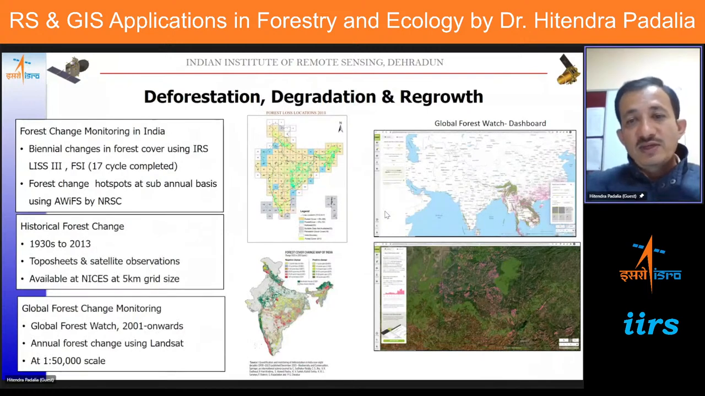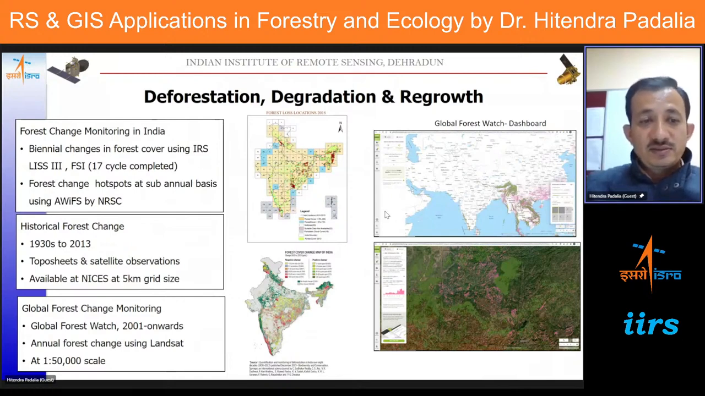As far as the forest is concerned, we are losing a lot of forest, and deforestation rates are still very high, particularly in the tropical forest. As far as India is concerned, we have been regularly monitoring our forest, and forest change studies are being carried out using multi-temporal and time series data. Historical forest cover change assessment has also been carried out with toposheet and satellite observations. Similarly, global forest change monitoring is now routinely done using Landsat satellite data, wherein you get annual forest loss information from the Global Forest Watch.